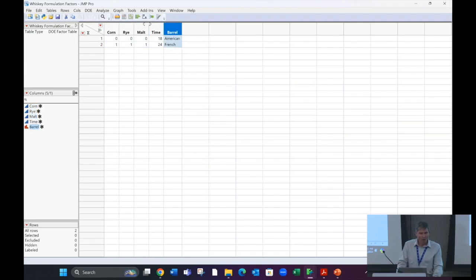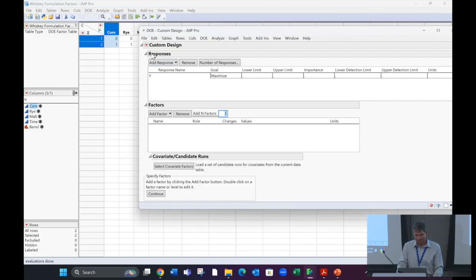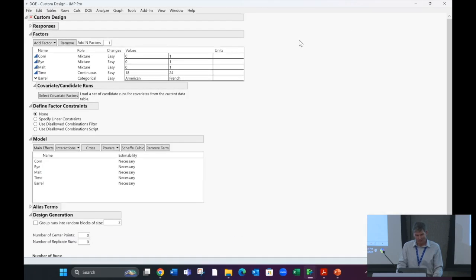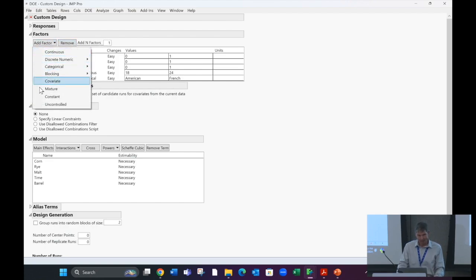Now, what you'll note here is this tells me that I can go from 0 to 1. So what I'm going to do is load these factors into custom design. So DOE, custom design, and I'll go ahead and load these factors, and we'll note that I've specified these guys as mixture. If you added a new variable, for example, if I wanted to add a new factor, you would add a mixture, so you get to choose that right there. So that's how this becomes a role as a mixture.